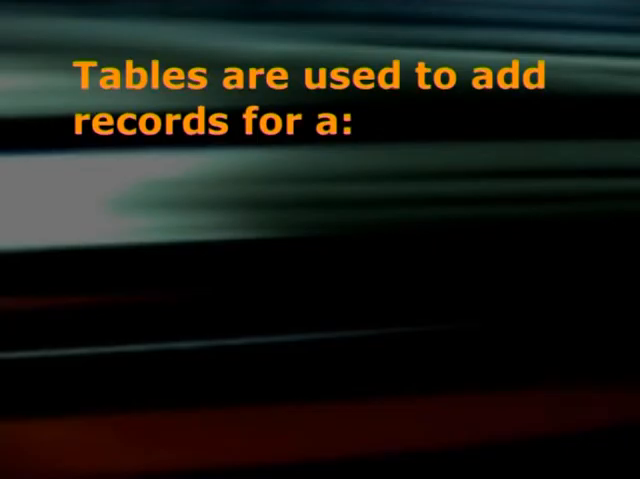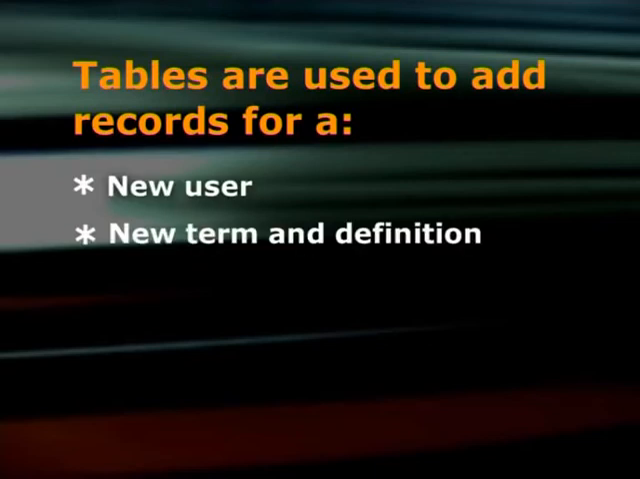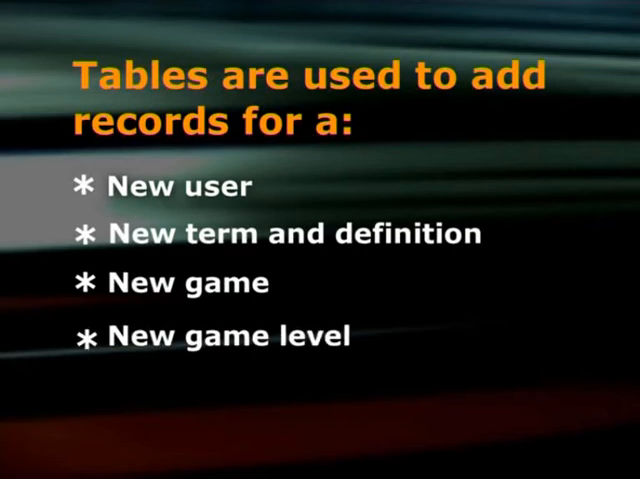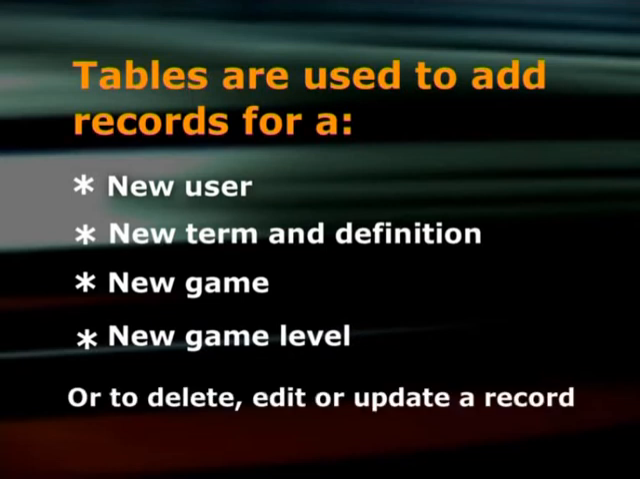What kind of events would you expect when working with the database? What do you store in your database? User information, terms and definitions, and game information. Yes. We usually use tables, queries, or reports in a database. These events should be listed like this: new user, new term and definition, new game level, or to delete, edit, or update a record.